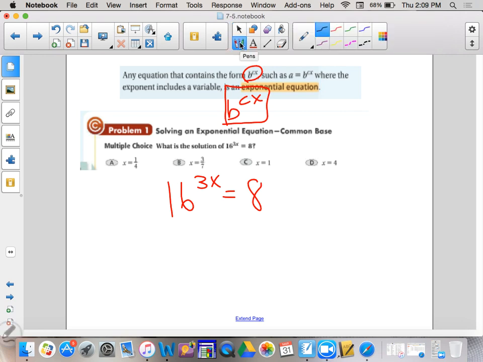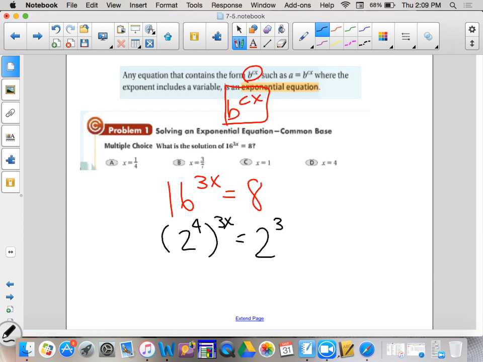We work this just like we worked everything up to this point when we're looking at exponential equations. I need to find a base. What's my base? So 2 to the 3x equals 2 raised to the something. So 2 raised to the what gives me 16? 2 raised to the what gives me 8?